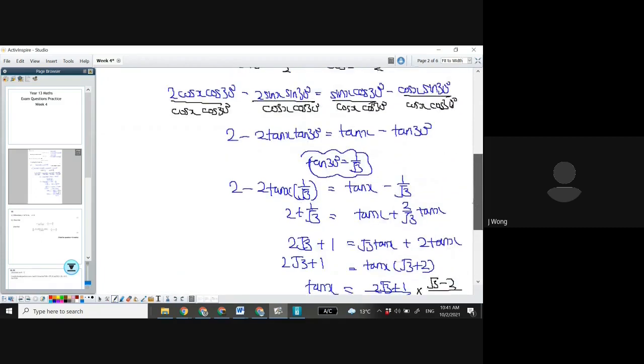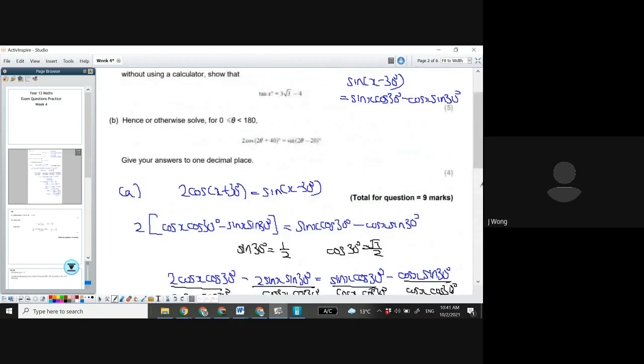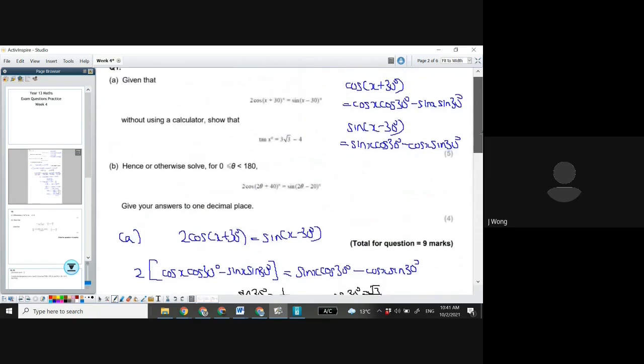So in short, the first step is very standardized. You're going to use compound angle formulas. You just need to know, when you pick up the equation, which identity to use straight away.